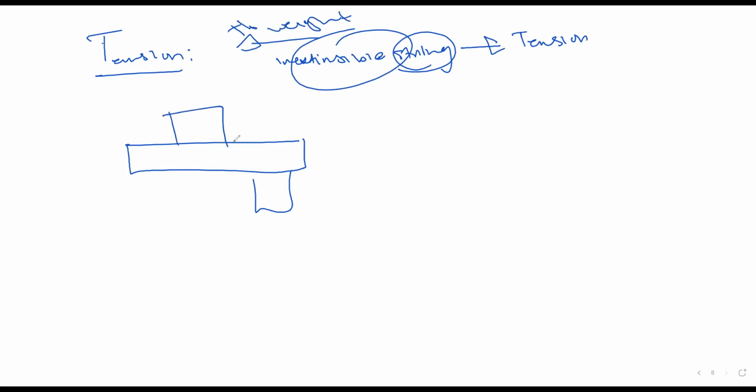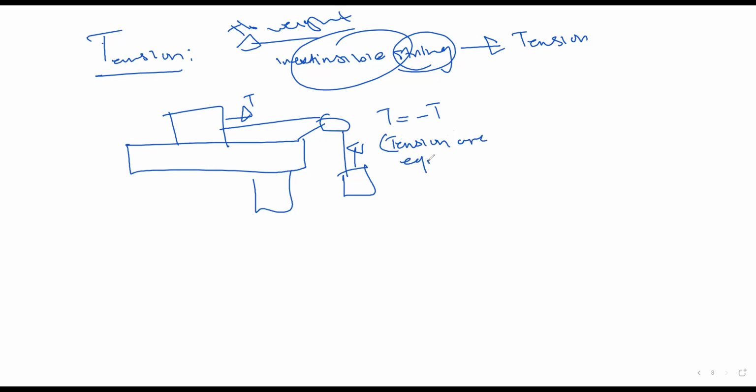So if we have an object here and another object there, there is always tension, T, which is equal to negative T. The tensions are equal but in opposite directions. They always say like that: tensions are equal but in opposite directions. They're always like that.